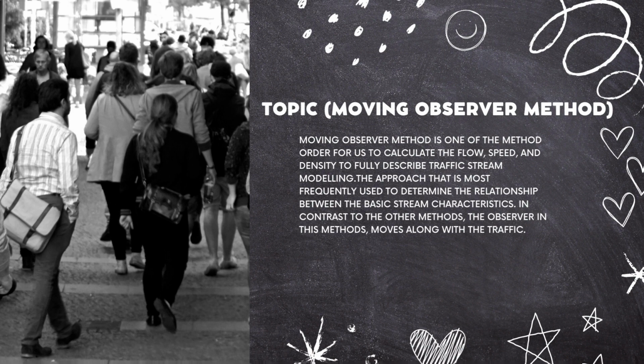The moving observer method is one of the methods for us to calculate the flow, speed, and density to fully describe traffic stream modeling. It is the approach most frequently used to determine the relationship between the basic stream characteristics, in contrast to the other methods. The observer in this method moves along with the traffic.